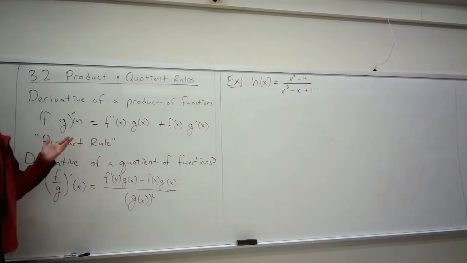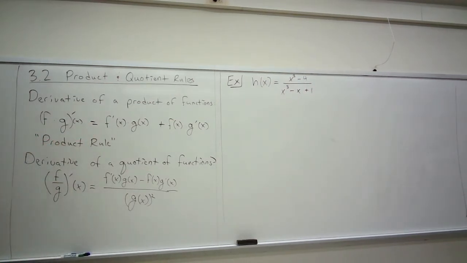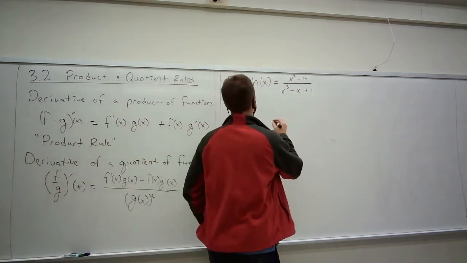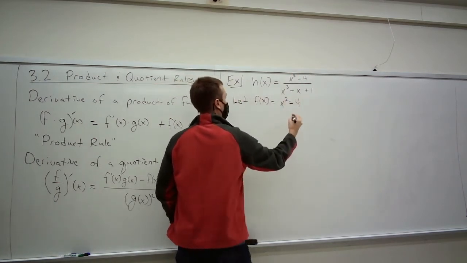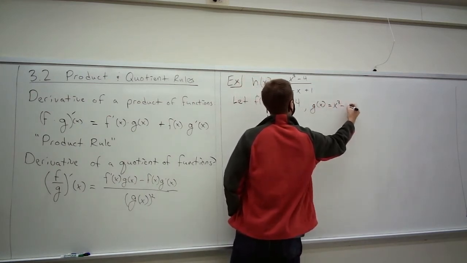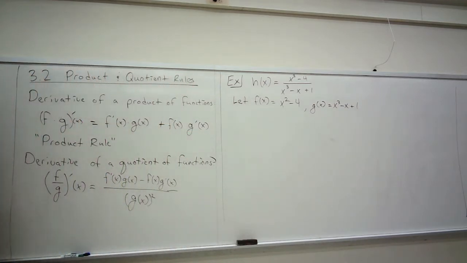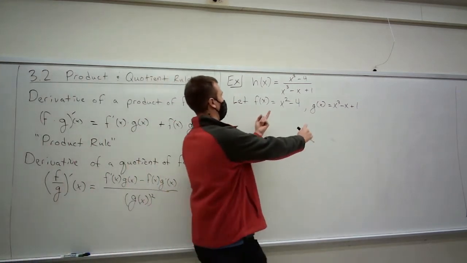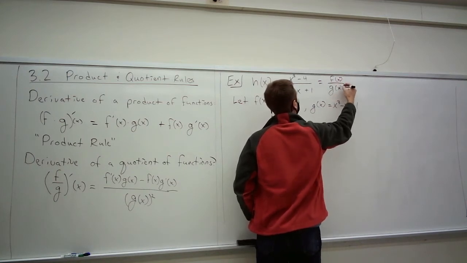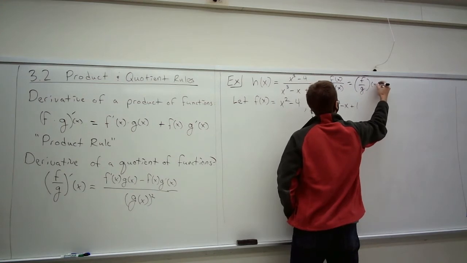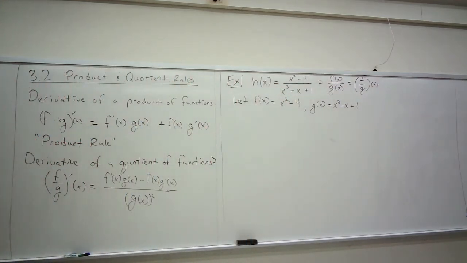Do they factor? I don't think so. Can we cancel terms out? I don't think so. But we can view this like a ratio of two functions. So we'll let f of x equal the top, and we'll let g of x equal the bottom. The reason I'm saying that is because this rule is written in terms of a function f divided by a function g. And if I say this is f and this is g, then we have f of x over g of x, don't we? Which is f over g of x. So we're just setting the stage for an application of this.